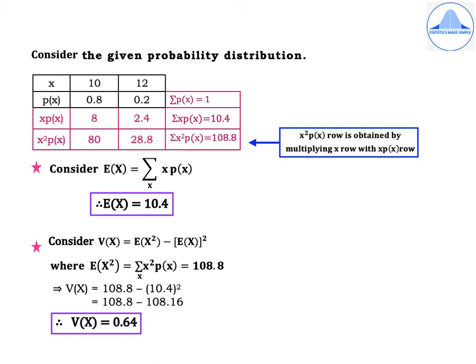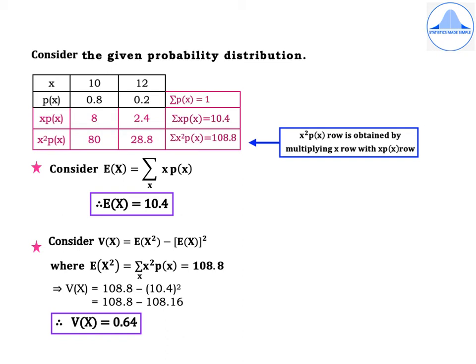Now find out summation p of x. When you add 0.8 and 0.2, you get 1. The next step is to find out x p of x. All you have to do is multiply the x row values with the p of x values. So 10 into 0.8 is 8 and 12 into 0.2 is 2.4. Now add 8 and 2.4 and this gives us summation x p of x, which is equal to 10.4.